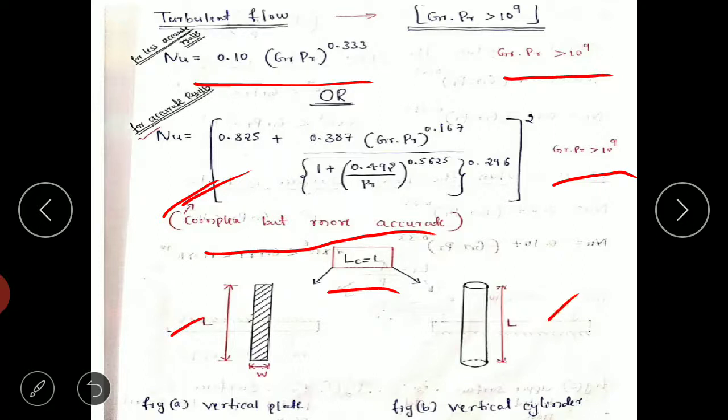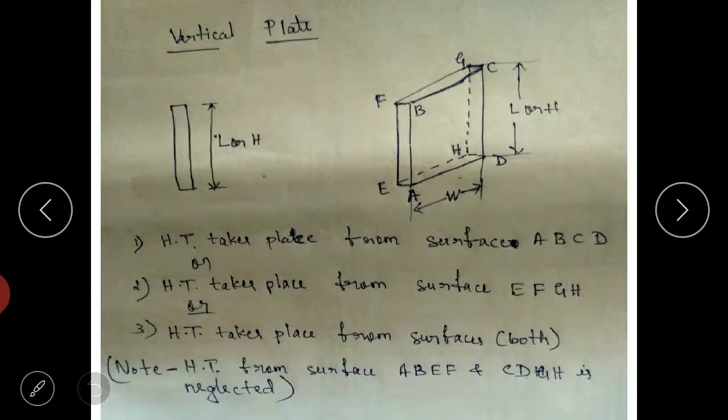For vertical surfaces, that is for a vertical plate or cylinder, the characteristic length is the length or the height of the plate or cylinder as shown in the figure. So width and length in the case of a plate; in the case of a vertical cylinder, it will be diameter and length, the dimensions of the geometry. Just for understanding purposes, I have taken a vertical plate. I have shown the vertical plate front view and the isometric view. You can see the surface ABCD is on the right hand side. On the left hand side, we have surface EFGH.